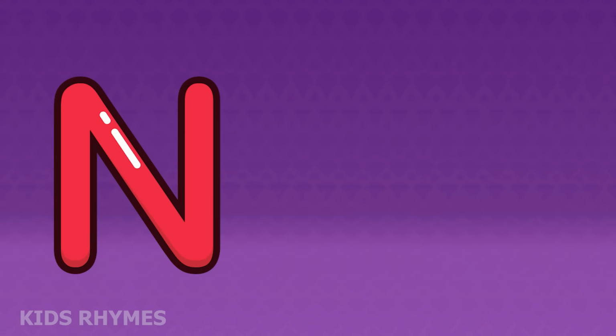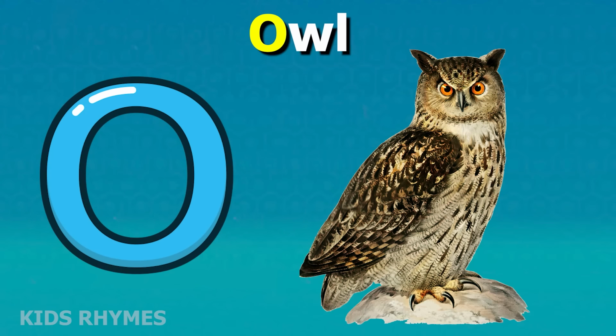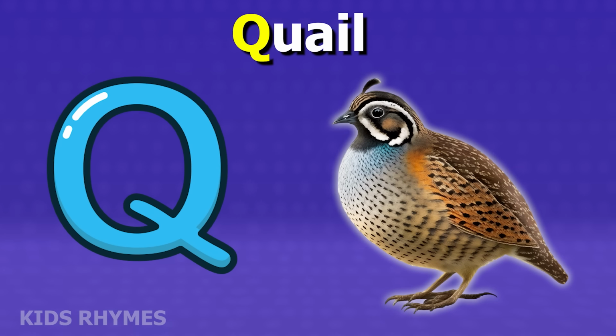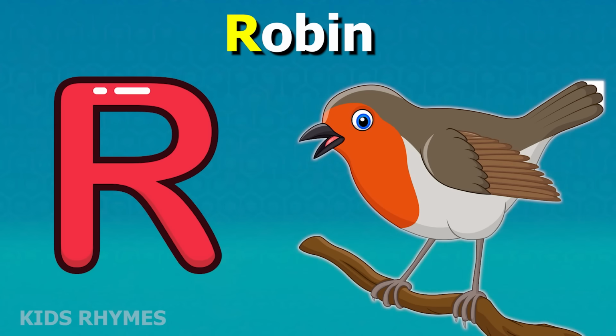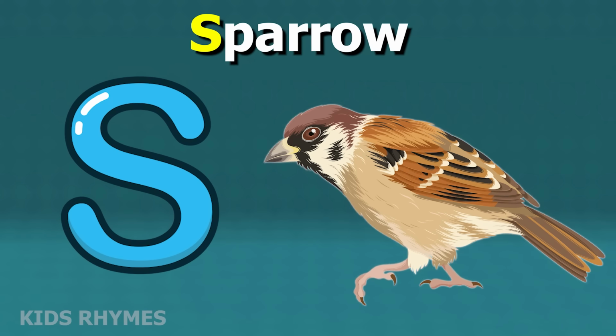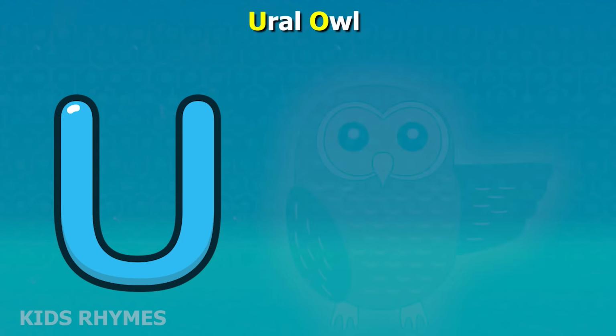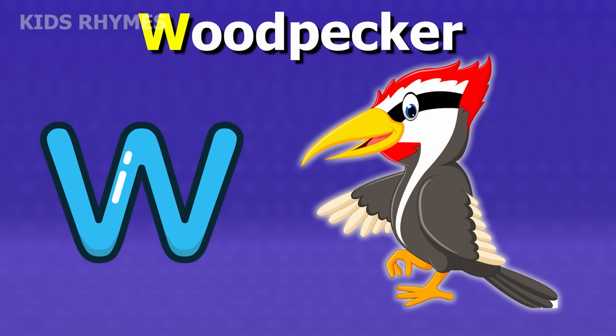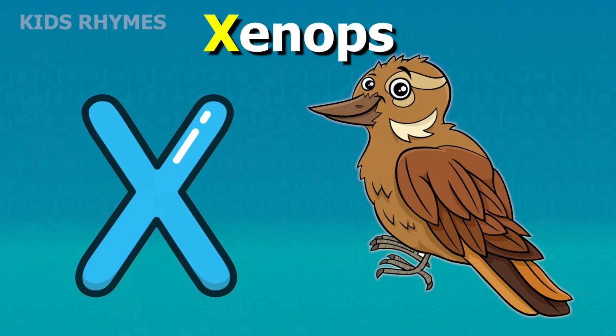M for myna, N for nightingale, O for owl, P for parrot, Q for quail, R for robin, S for sparrow, T for turkey, U for ovenbird, V for vulture, W for woodpecker, X for xantus, Y for yellow warbler, Z for zebra finch.